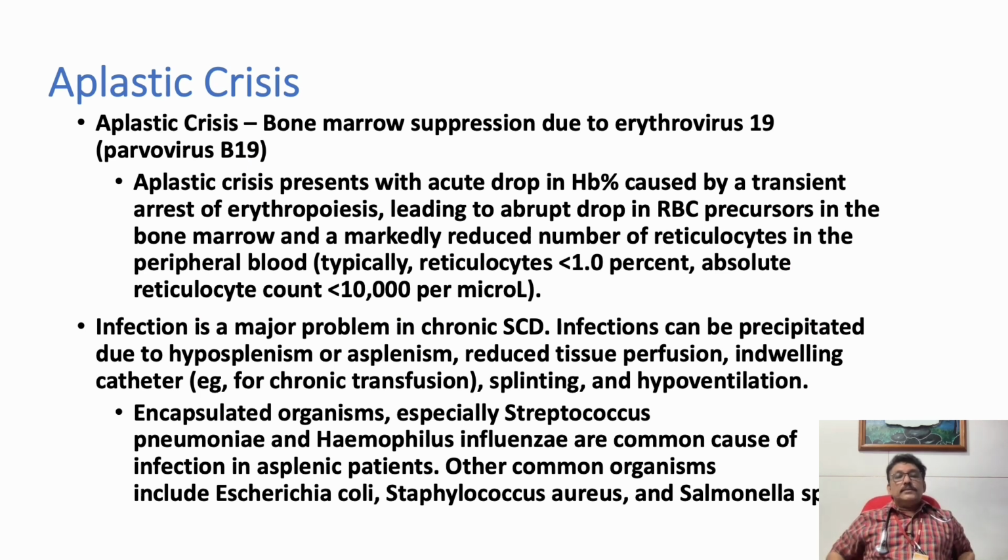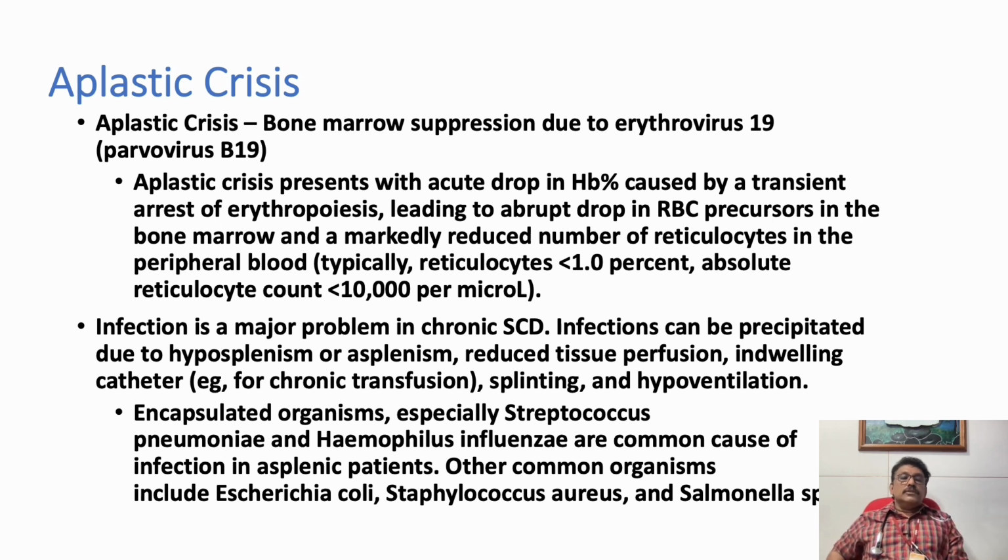Now, next one is aplastic crisis. That is also very important because sometimes bone marrow will not be able to produce or compensate for the peripheral destruction. One of the major factors for this is parvovirus B19. So, any patient who is having severe anemia in conditions where there is immunocompromisation or conditions like chronic hemolytic anemia, one of the major causes is aplastic crisis, that is due to parvovirus B19.